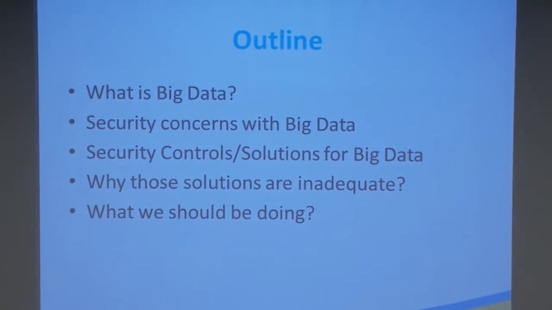The security concerns with big data, and this talks about generic concerns as well, and then I will use Hadoop and Cassandra examples basically to talk about some of the specific things that I have problems with. We'll look at some of the existing controls, solutions, depending on which audience you talk. Some refer to it as controls or solutions for big data, the security solutions. Why those solutions are inadequate, why in some cases they don't apply, or in some cases it's just too hard, basically, or not feasible. And lastly, we'll cover what we should actually be doing. Any questions so far?